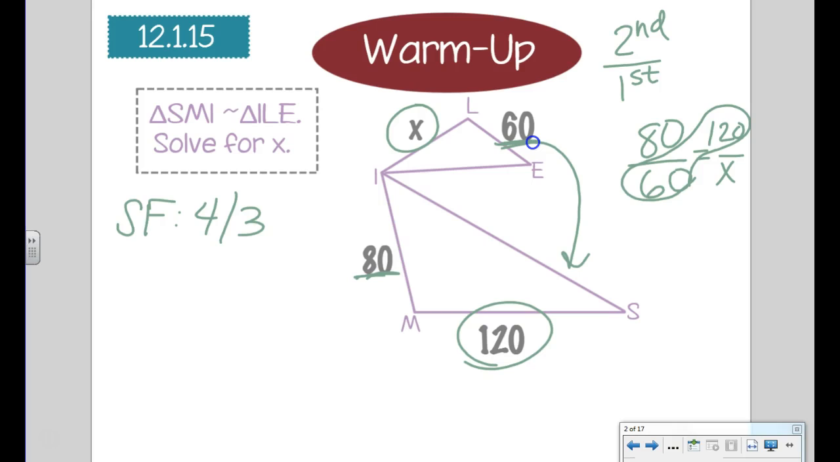Well, it's bigger than 120. Yeah, so just remember those sides that go together. That's good. That's really good to look for the reasonableness of your answer. X is 90, and it did get smaller from 120. Yep. Very nice. All right.